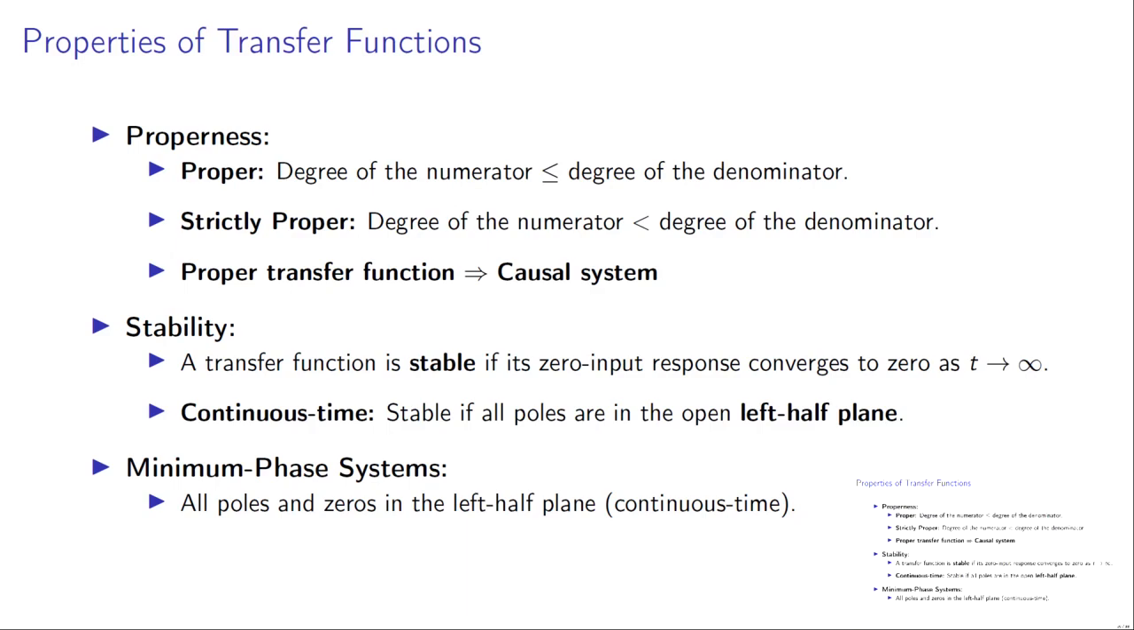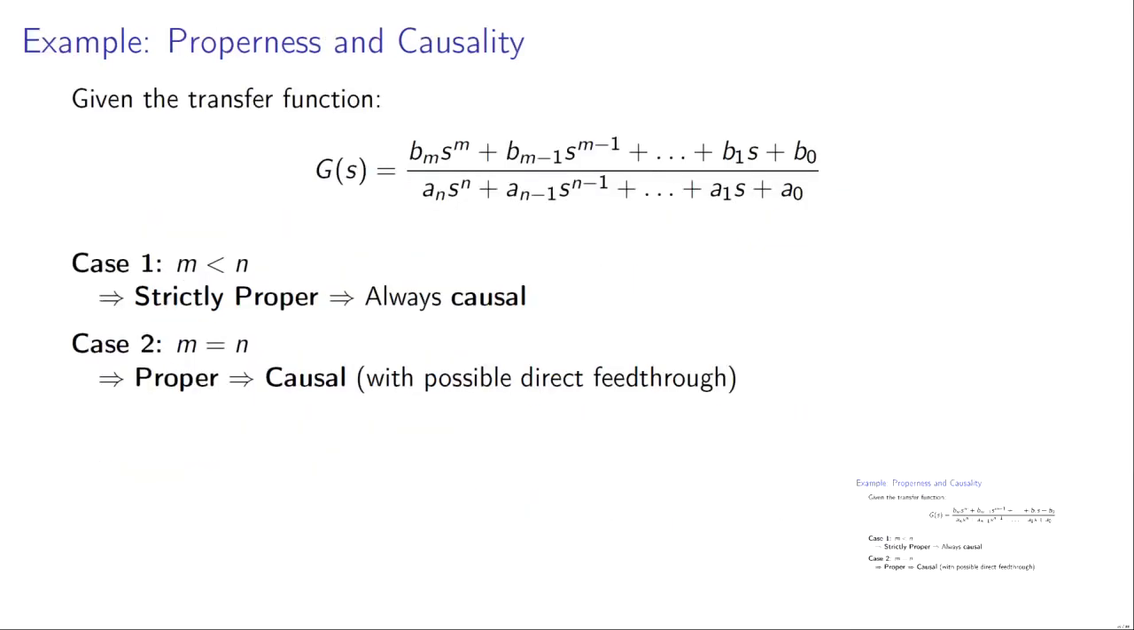Another property of the transfer function is minimum phase systems. If all poles and zeros are in the left half plane, you have a minimum phase system. If you have poles with negative real part, but zeros with positive real part, you have a non-minimum phase system. It's not unstable, but we will see here what the behavior of this kind of system is.